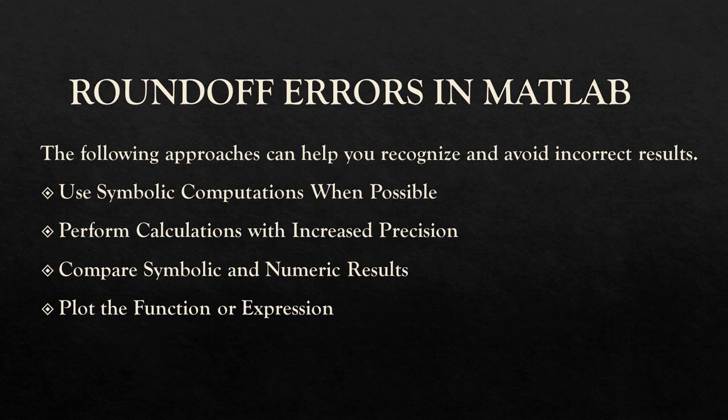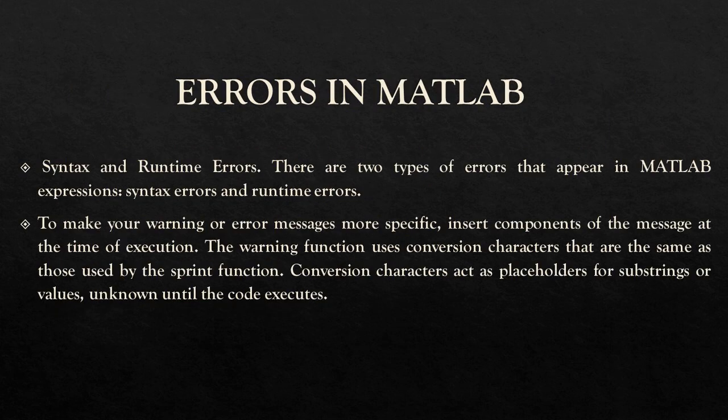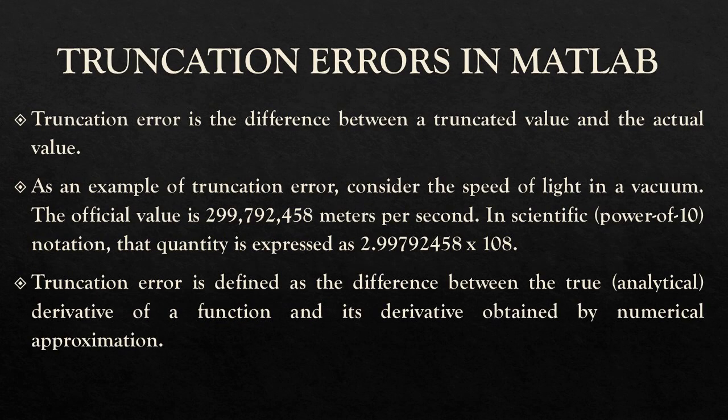Next, we have truncation error in MATLAB. Truncation errors are the difference between truncated values and actual values. As an example of truncation error, consider the speed of light in a vacuum. The official value is 299,792,458 meters per second. In scientific notation, the quantity is expressed as 2.99792458 times 10 raised to 8.